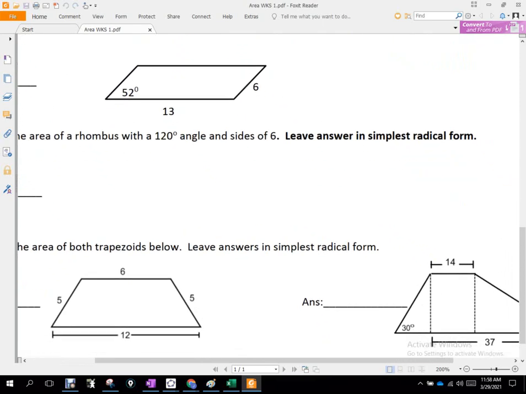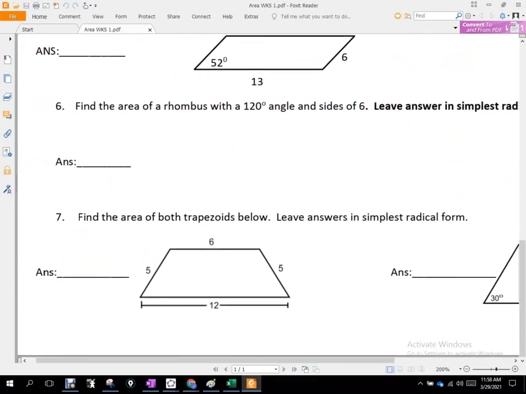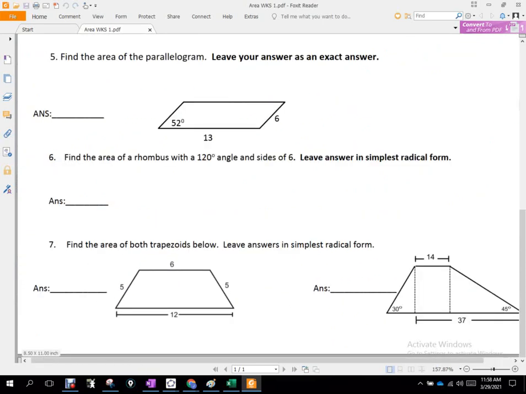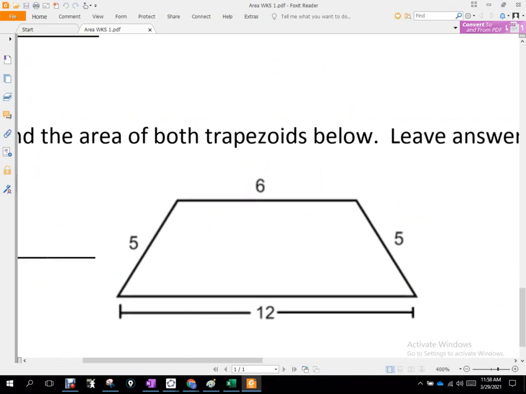So that was 5. Any others? 7, both parts of 7? Okay, what kind of trapezoid is number 7? This first one.